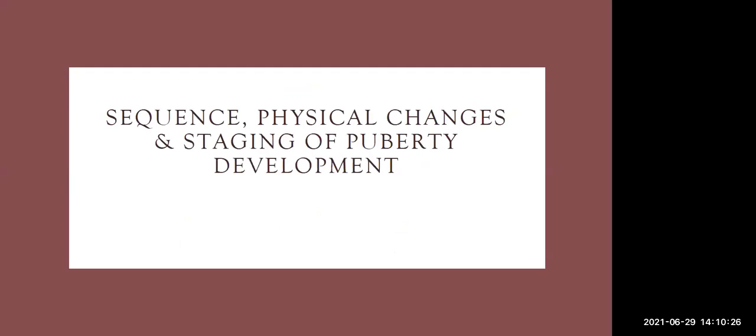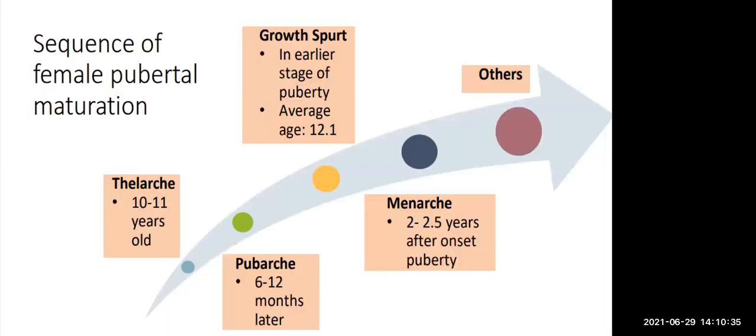So for the next slide, we will take a look at the sequences, physical changes, and staging of the puberty development. Next slide. Okay, I have inserted a couple of diagrams. This is the first thing: we take a look at female pubertal maturation. First we have thelarche, the breast tissue development, usually at the age of 10 to 11 years old, and then puberty 6 to 12 months later. From what I read in UpToDate, they said that 85% of normal females will have their thelarche first instead of puberty.